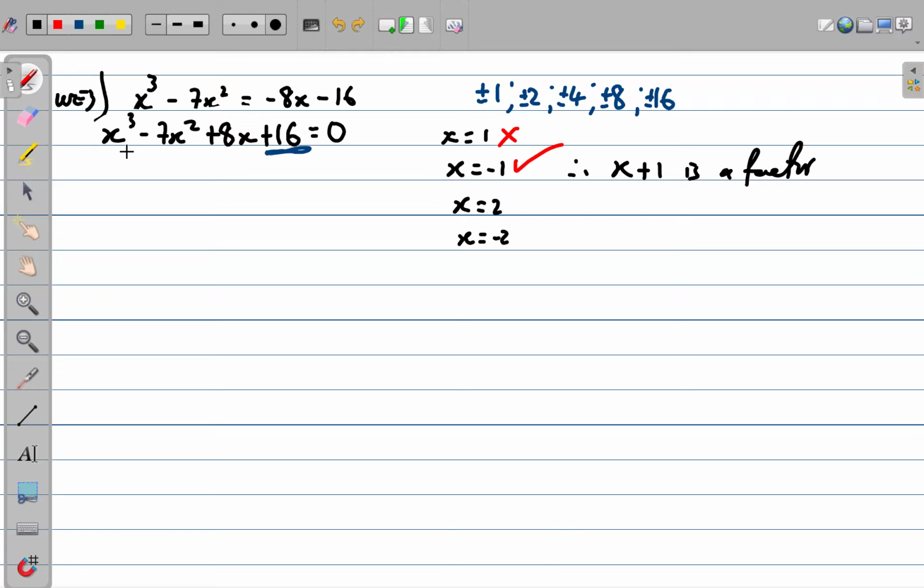So it means I can factorize this into x plus 1 times some trinomial. Now, what is that trinomial? Well, we know by now that the first term will be x squared, because when I multiply x squared by x, I'll get an x cubed. Now I want a positive 16, but I've got a 1 here. So that means, obviously, it is a 1 times 16 that will give me a positive 16.